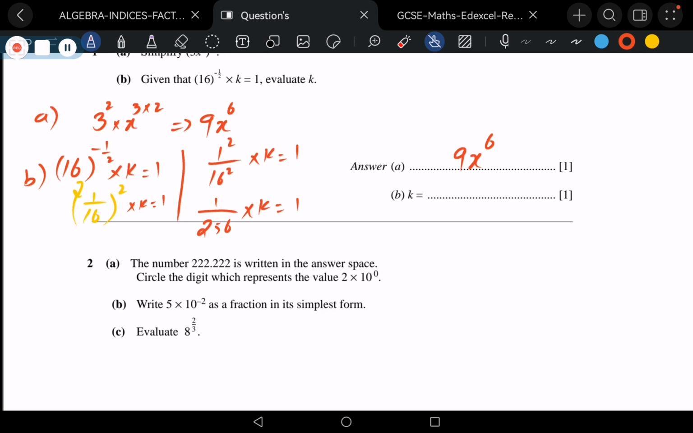I want to find out the answer for k, right? So I will do the reverse operation of multiplication. The reverse operation of multiplication is division. So 1 over 256 will go on to the other side, and it will be divided. So my k will be 1 divided by 1 over 256. The denominator always comes up. So my k will be 256. So 256 will be my answer for that.